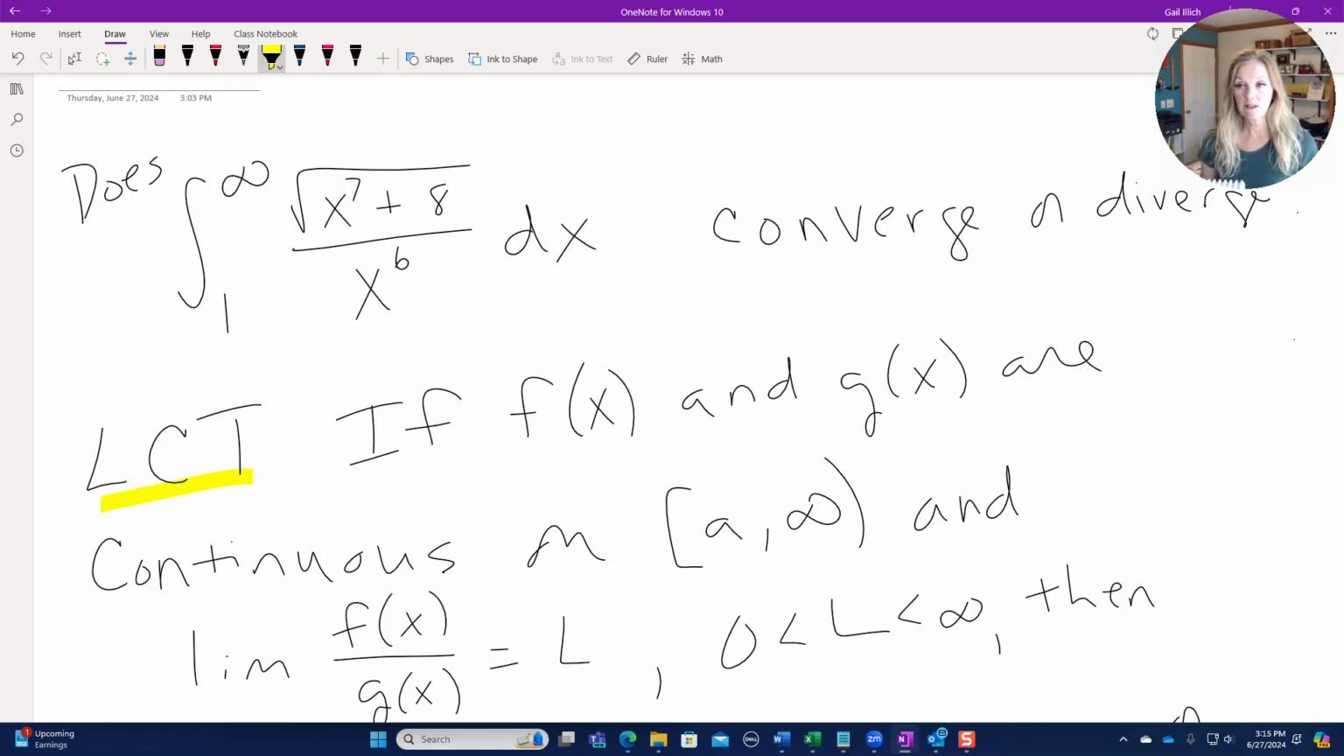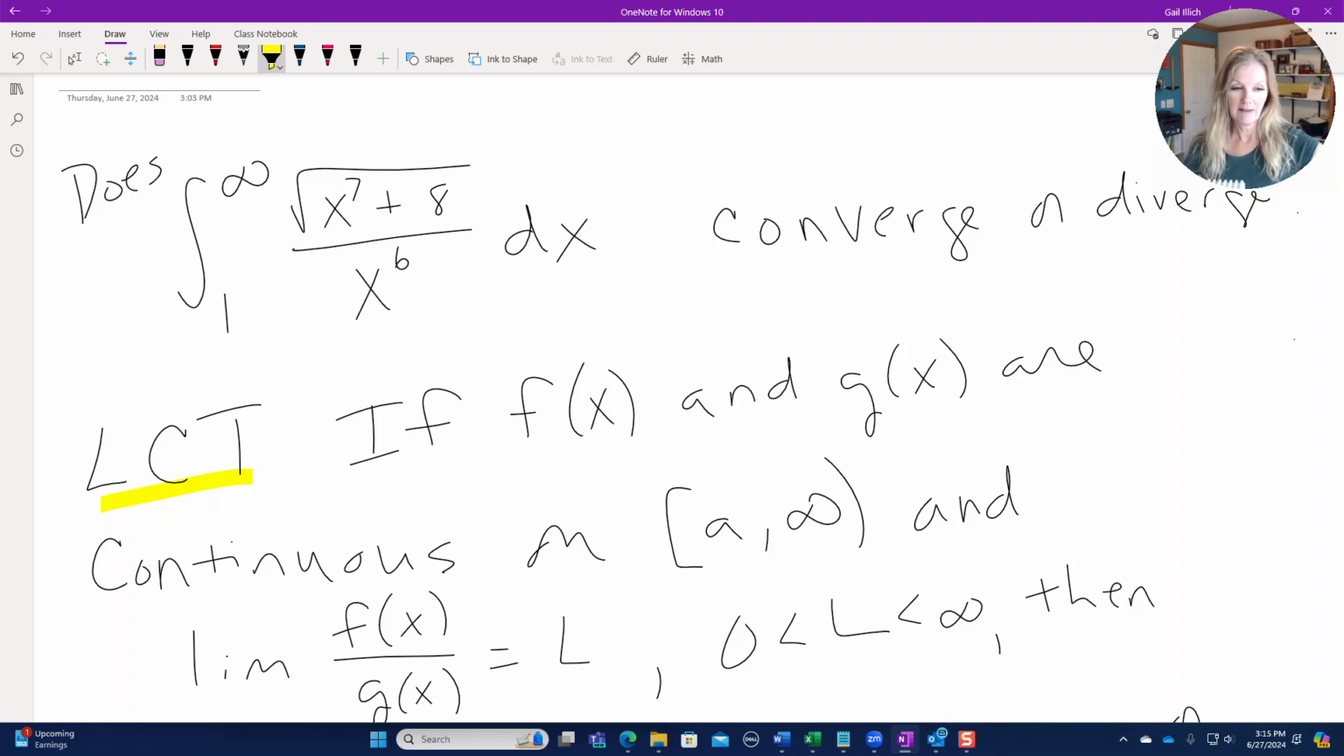So we're going to want to find a function that we know either converges or diverges, and then we want to consider the limit of that function divided by our given integrand. And if that limit exists, then we can say both of the functions either both converge or both diverge.